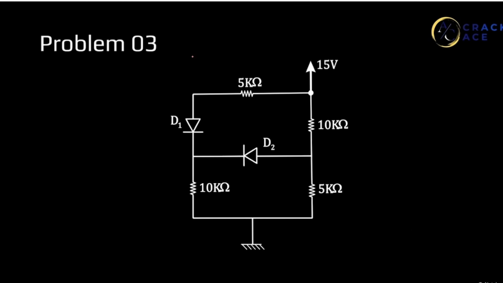Okay. In such types of questions there is no specific limit that you have to assume both are on or both are off. It's not like that. You can assume anything: this is on, this is off, or this is on, this is off. You can assume anything depending on your feasibility, in whichever calculation you are comfortable with. So I am assuming D1 to be on and D2 to be off.